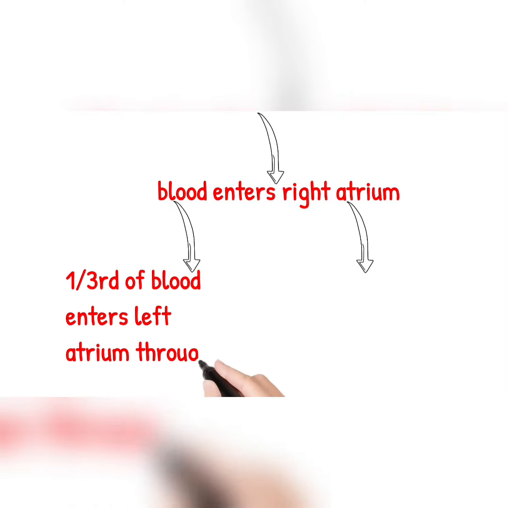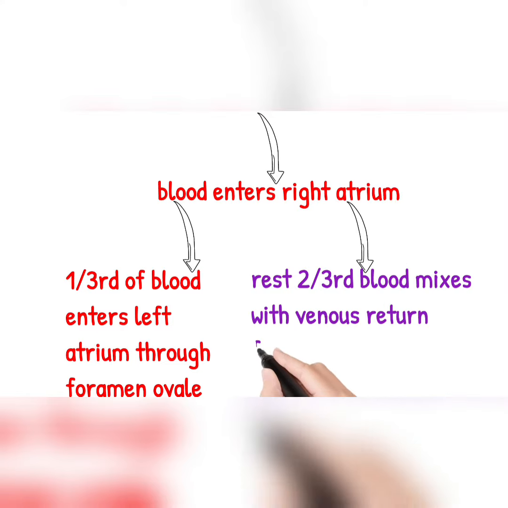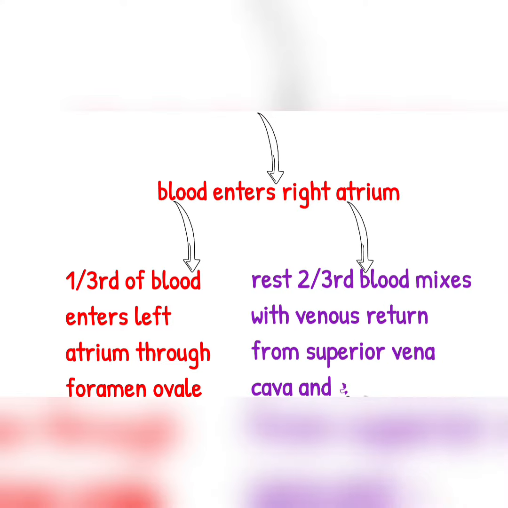One third of the blood enters into the left atrium through the foramen ovale. The rest, two thirds of the blood, mixes with the venous return from the superior vena cava and enters into the right ventricle.